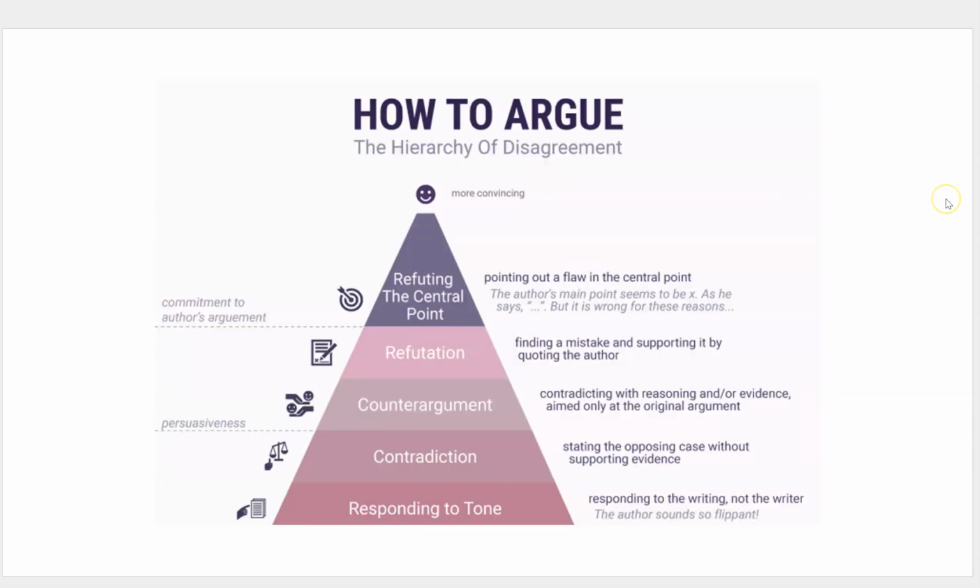Here you have the hierarchy of disagreement, and then you see you respond to tone, you have a contradiction, you have a counter-argument, you have a refutation, finding a mistake, supporting it by quoting the author, and finally refuting the central point. You point out a flaw. And this is important that you follow this. Then you know what it is.